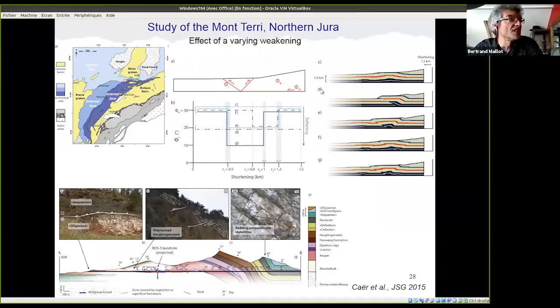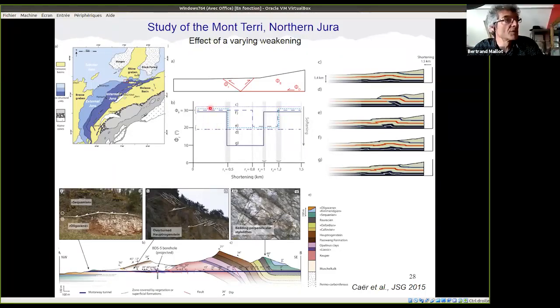If, on the contrary, this is D, let me come back to the laser pointer. D is here, so it's permanent weakening on the faults from 30 down to 20 degrees friction. We obtain that kind of fold, pretty rigid fold, angular fold. Okay, fine, but you see that the dip here is not at all as steep as those ones, the real ones.